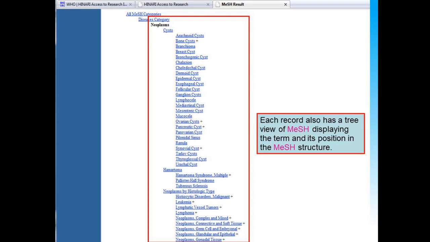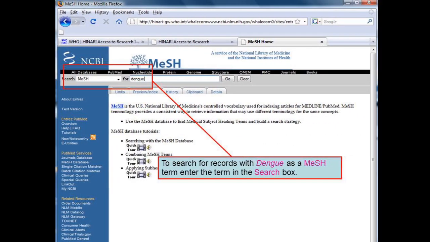It will not include all these things. Each record has a tree view of MeSH displaying the term and its position in the MeSH structure, where the position it is in the MeSH structure. That is what we discussed about in permuted subject indexing, right? It will include everything irrespective of the position.